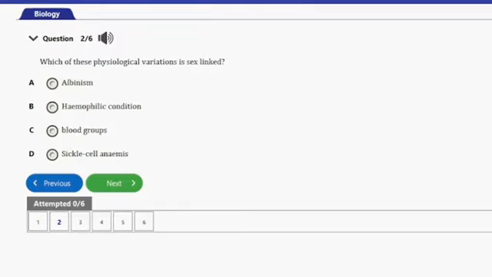That's question number 2 here. It says, which of these physiological variations is sex-linked? We have A. Albinism, B. Hemophilic condition, C. Blood groups, D. Sickle cell anemia. So guys, the answer to this question is option B here, and that's hemophilic condition. So let's go ahead and consider the next question, guys.